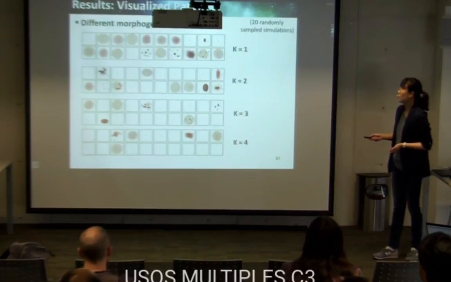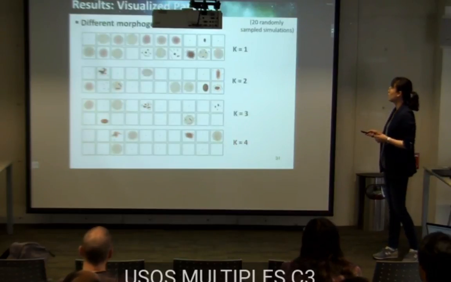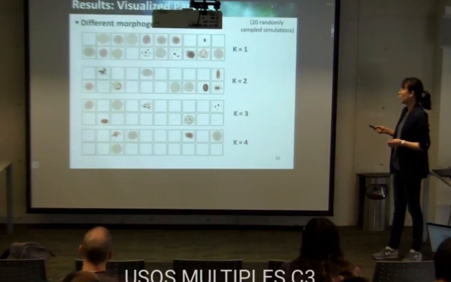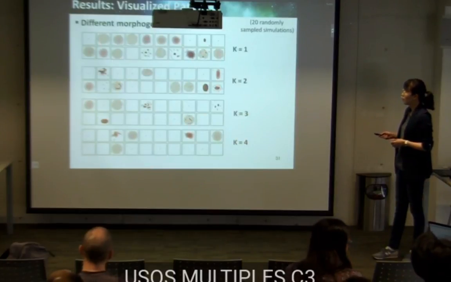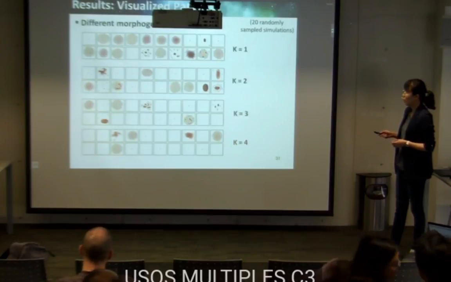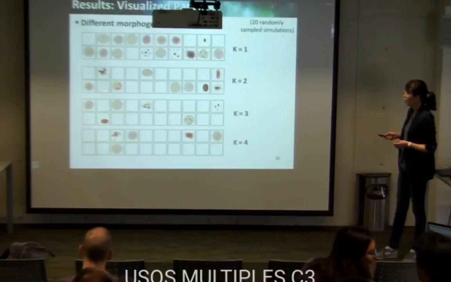These are randomly sampled morphogenetic patterns for each K. As you can see, the patterns at K equal 2 look more interesting.